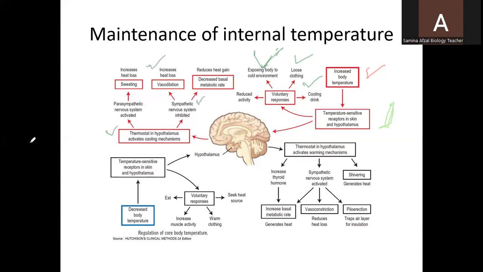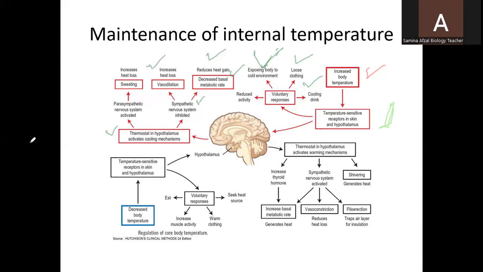Vasodilation is the dilation of the blood vessels of the skin, which flow very close to the skin, and in this way there will be heat loss. And then the sympathetic nervous system also reduces heat gain by decreasing the metabolic rate, which means the metabolic reactions taking place in the body will be slowed down. So in this way, the body temperature will be according to the set point.